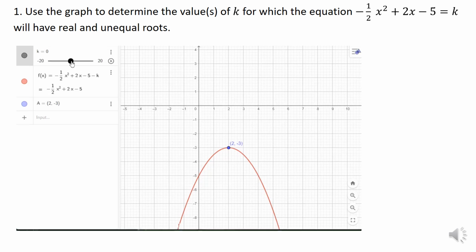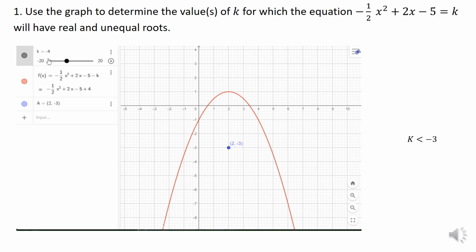In the following example, you will notice that I want to move this graph to the top, because if I move it to the top, it will give me my root, which is basically the graph cutting the x-axis. You would notice just as I get to negative 4, which is a little bit too high, I got my two roots. So basically from negative 3, it gives me my two real unequal roots.